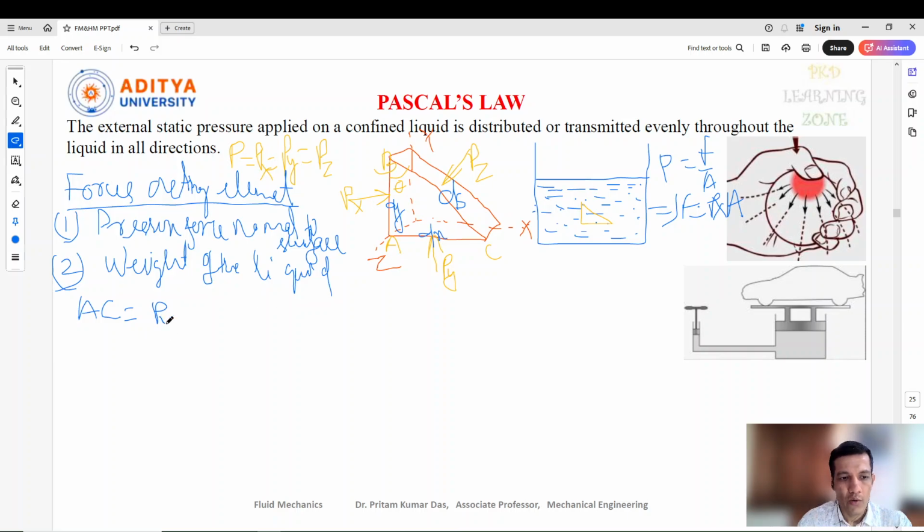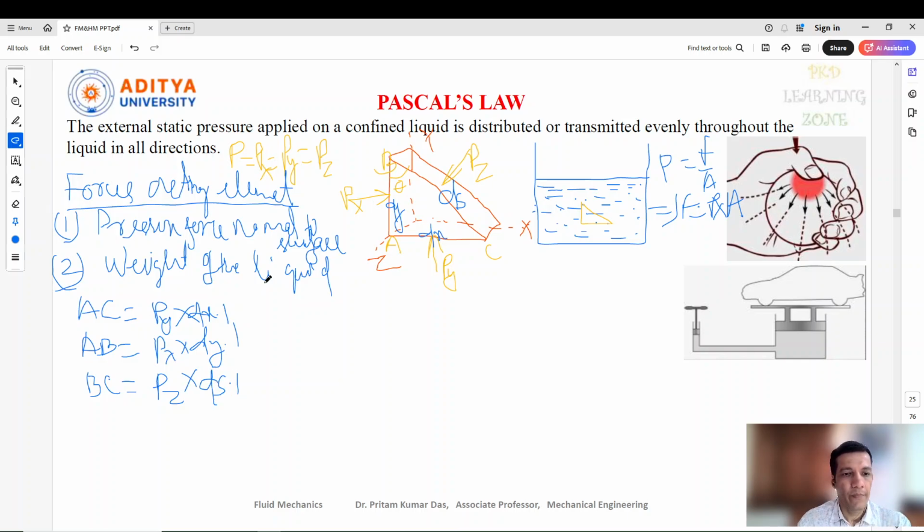So Py into area: we can write the length of this element into the thickness. Thickness is unit, we need to consider unit thickness, so that is dx into 1. Similarly, consider the AB surface, and the pressure applied here is Px, the length of this surface is dy, and again we consider unit thickness. Similarly, for the BC surface, the pressure applied is Pz, and the surface here is ds into 1.